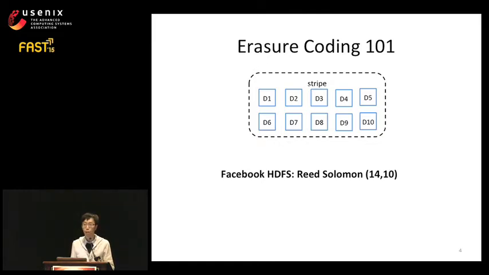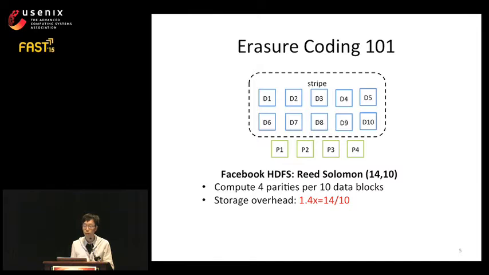Originally with three-way replication, every data block has 3 copies in the system. Now with erasure coding, each data block will only have 1 copy in the system. I will give an example of the Reed-Solomon (14,10) code developed at Facebook. This scheme groups every 10 data blocks into 1 stripe, and then computes 4 parity blocks from these 10 blocks. The storage overhead, the ratio of total storage to data storage, is 14/10, which equals 1.4x.